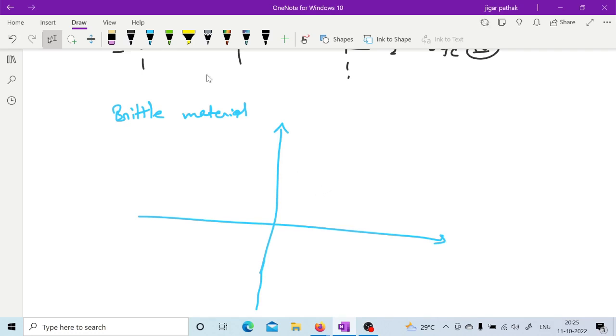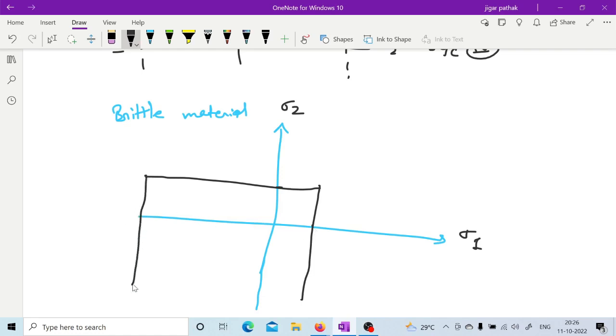Why? Because in case of sigma 1 and sigma 2, in case of brittle material, its tension limits are very less compared to its compressive limits. So when it comes to this tension line, this and this, it will be less than those compression lines, like this, right? So this is SYT, here also SYT, right?